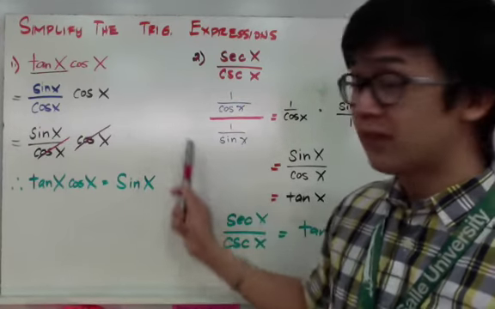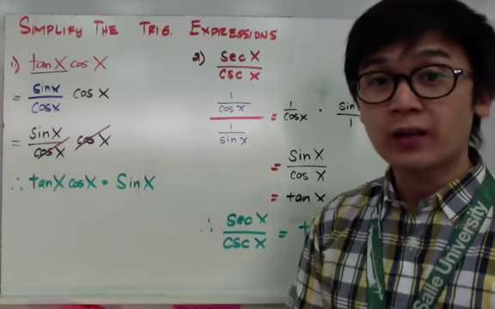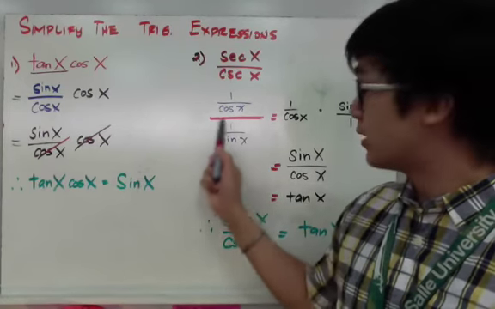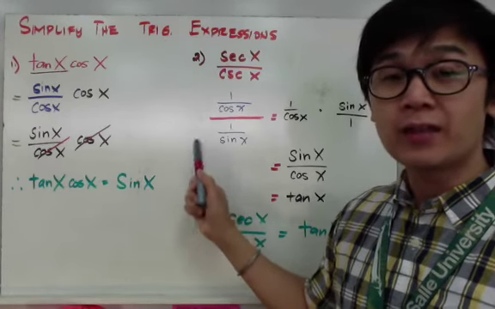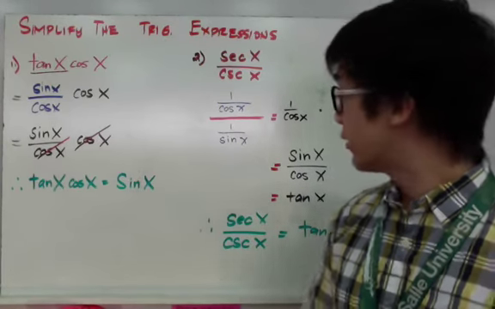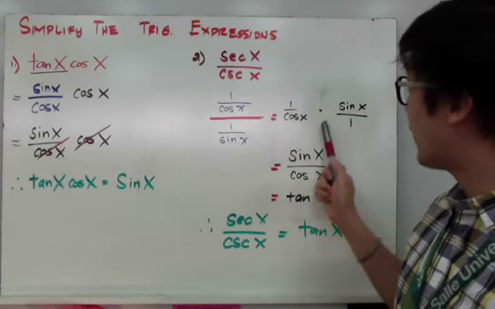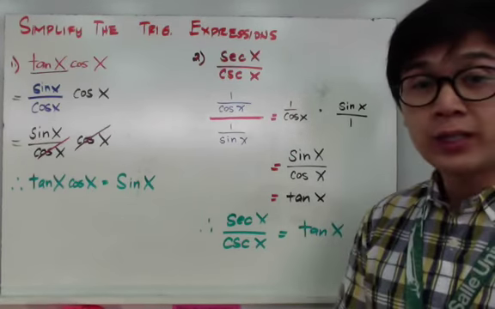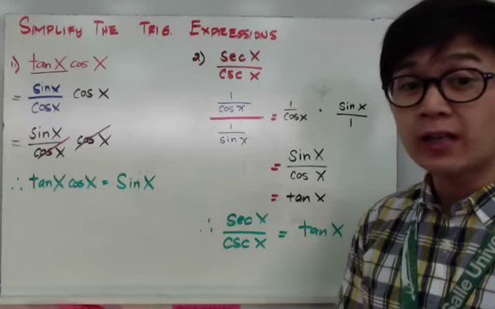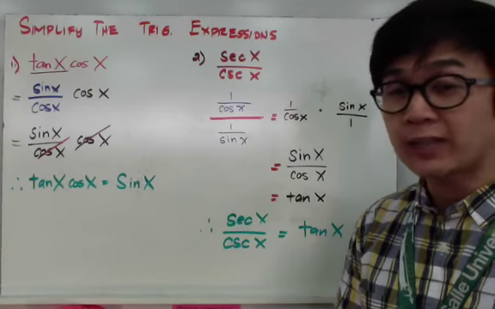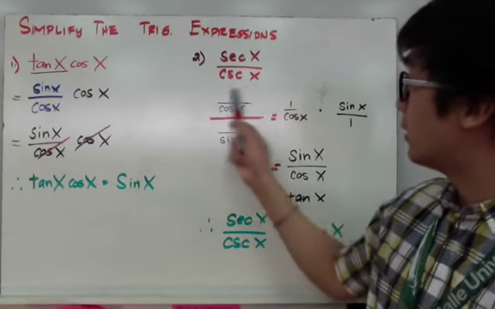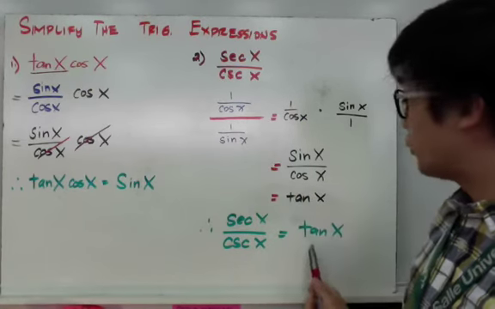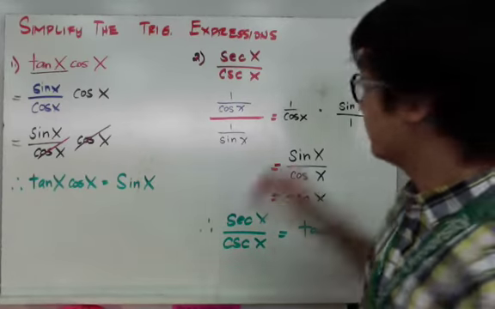To simplify a complex fraction, simply copy the numerator and then take the reciprocal of your denominator and then proceed to multiplication. So that's why I have 1 over cosine x times sine x, which gives me sine x over cosine x. And we know from our trig identity that sine x over cosine x is simply equal to tangent x. So this trigonometric expression can be simplified into tangent x.